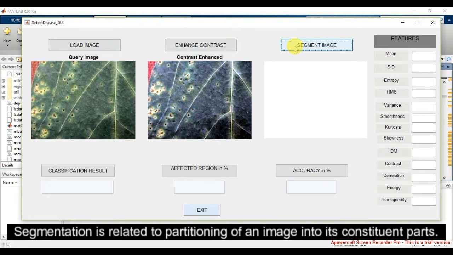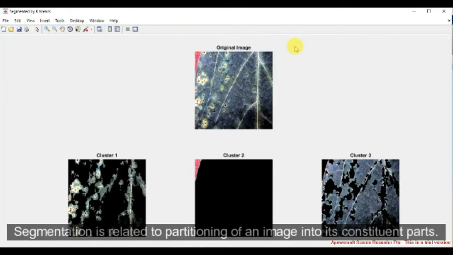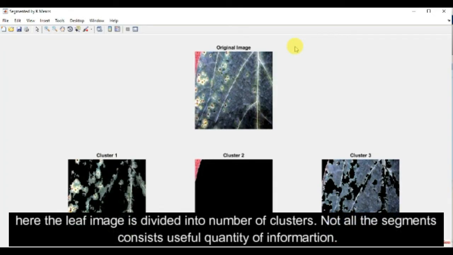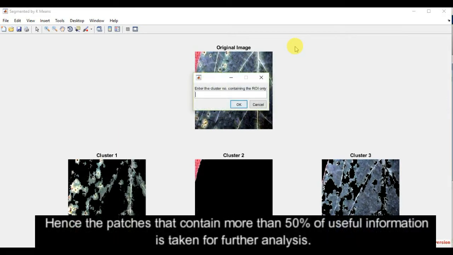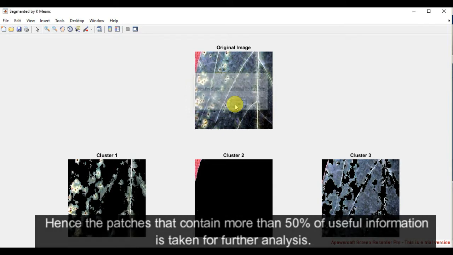Segmentation is related to partitioning of an image into its constituent part. Here, the leaf is divided into a number of clusters. Not all the segments consist useful quantity of information. Hence, the patches that contain more than 50% of useful information is taken for the further analysis.